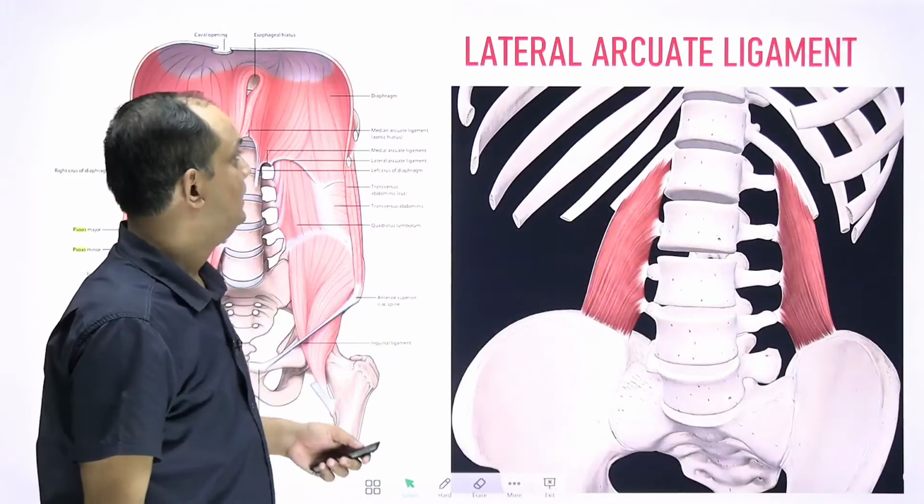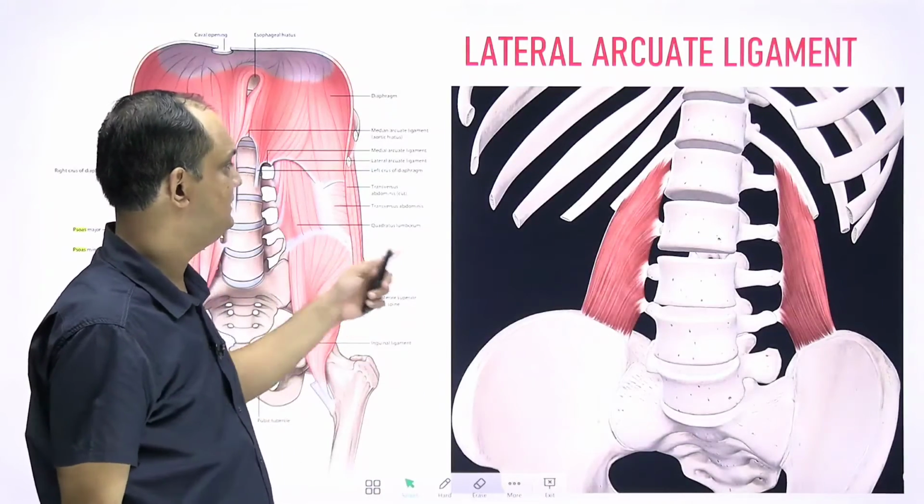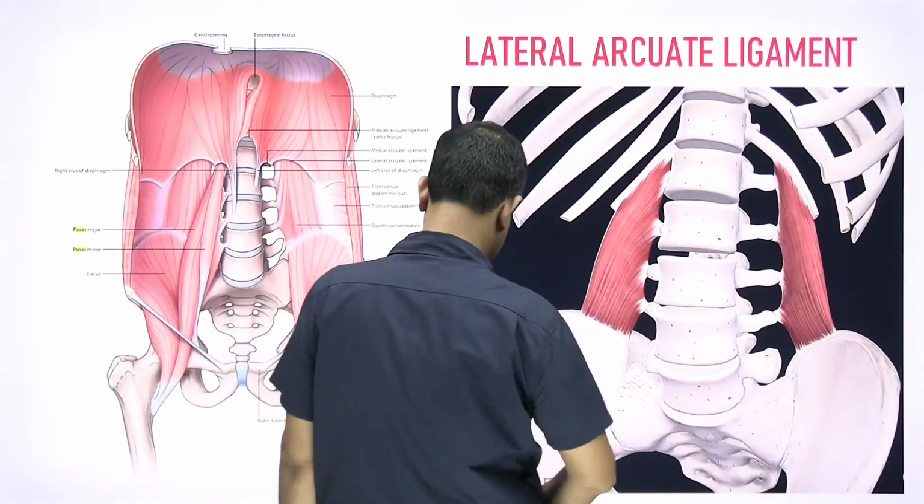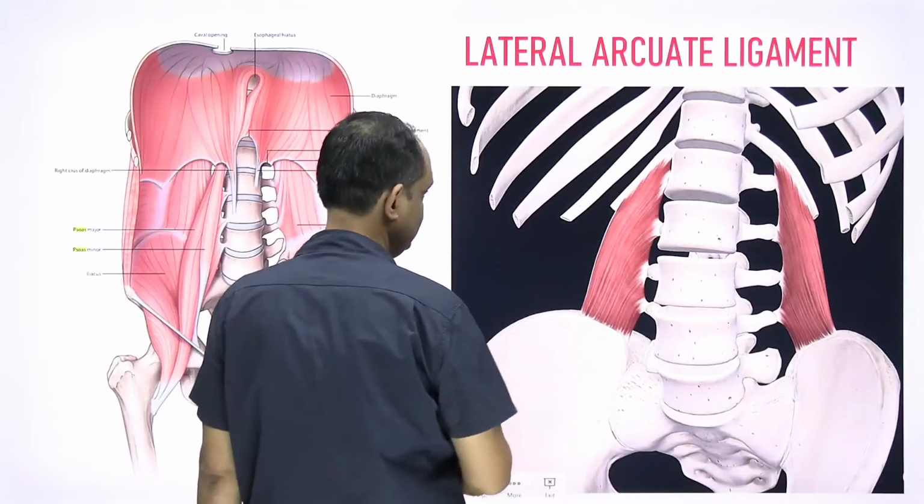Clear? So, if you see this image, this is the anterior view where you can see that this is the point of insertion which you can appreciate here.